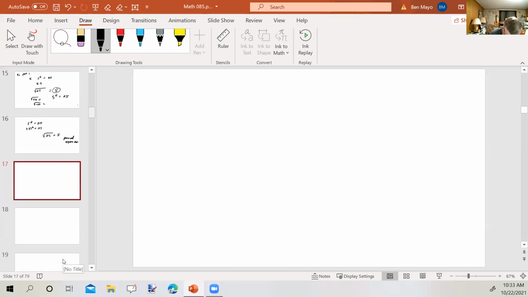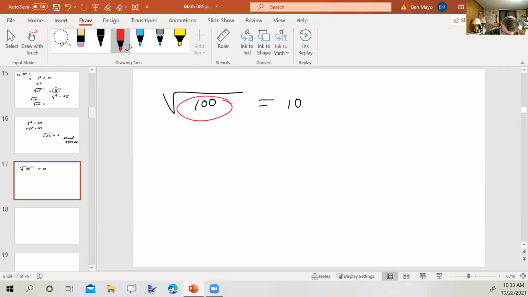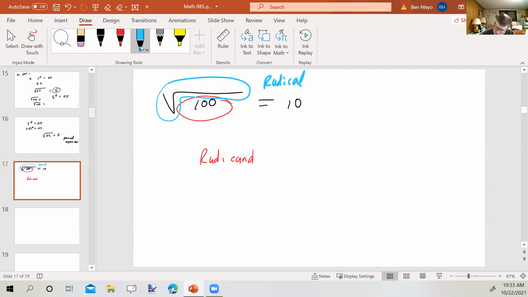All right, let's take a look at some problems here. This says the square root of 100. So the square root of 100 would be the number whose square is 100, or 10. Let's talk a little bit about the notation. The number inside is called the radicand. This is a grouping symbol called the radical. So the radicand is inside the radical.